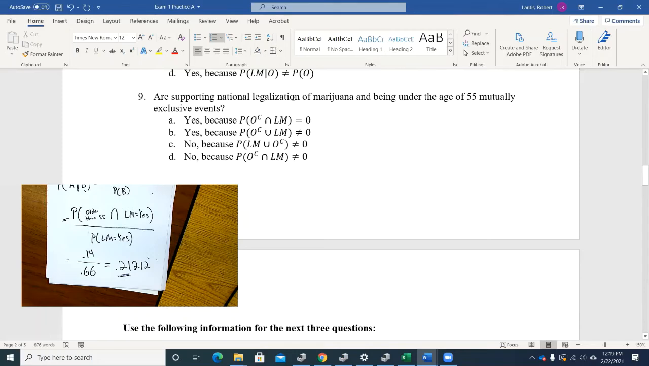If I'm asking you, is wanting marijuana legalized and being under the age of 55, so that would be O complement, are they mutually exclusive events? The only way we have mutually exclusive events is if those two things can't happen at the same time. If they can't happen at the same time, then their intersection has to be what?